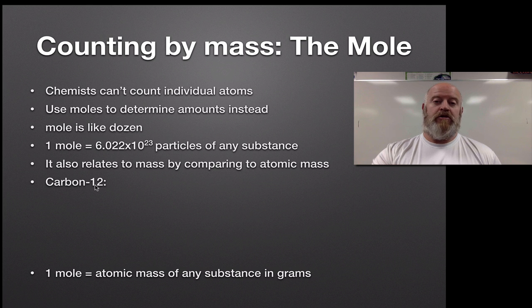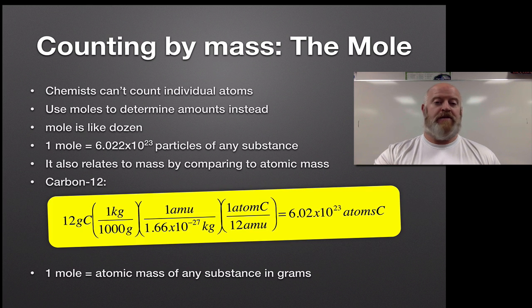So we just do a little dimensional analysis, and if you actually run the numbers, it comes out to be a very interesting number. If you take 12 grams of carbon-12 and convert from grams to kilograms, so 1,000 grams equals 1 kilogram, and we know that 1 AMU is 1.66 times 10 to the negative 27 kilograms, because that's basically the mass of a single proton or a single neutron. So we convert from kilograms to AMUs, and then with carbon-12, there's 12 AMUs for every 1 atom of carbon. If you break it down, for 12 grams of carbon, you get 6.022 times 10 to the 23rd atoms.